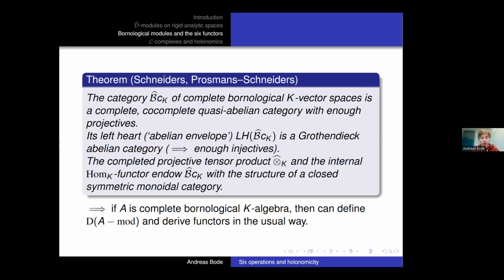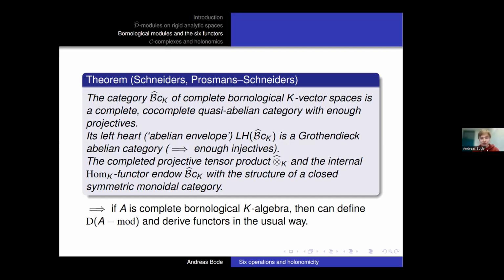Moreover, this means that I can actually form a derived category of complete bornological K-vector spaces, and this turns out to be equivalent to the derived category of some abelian category called its left heart, or if you like, its abelian envelope. And this turns out to be a Grothendieck abelian category, has enough injectives, so you also get injective resolutions there. I already mentioned that here the tensor product is nicer than in the topological setting.